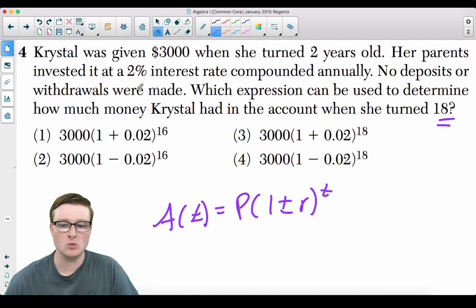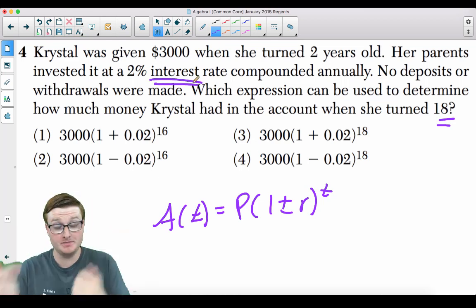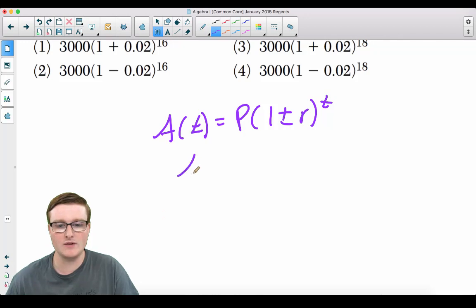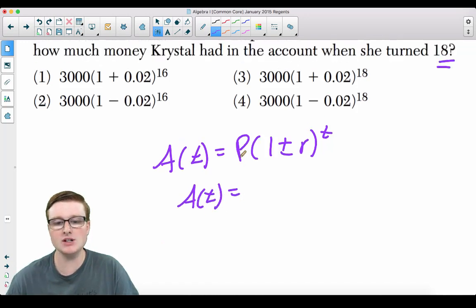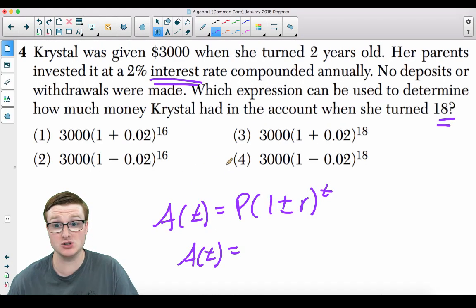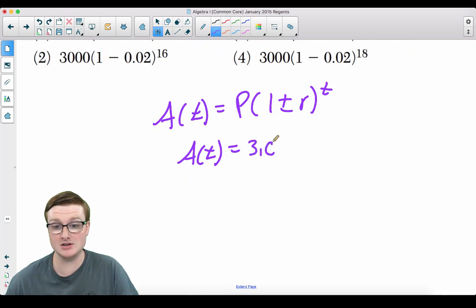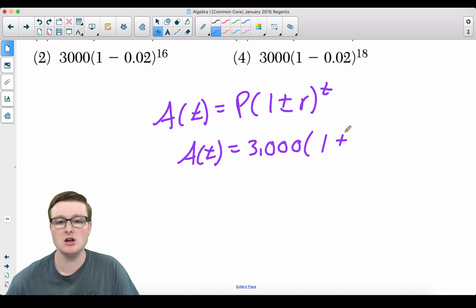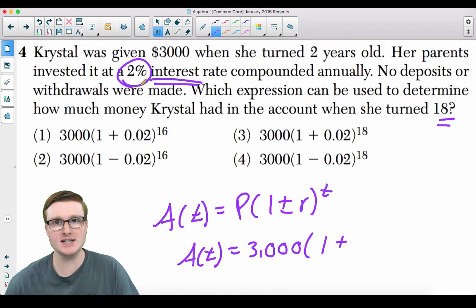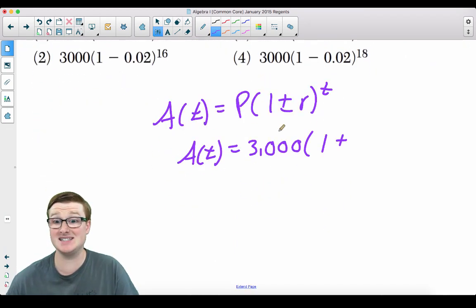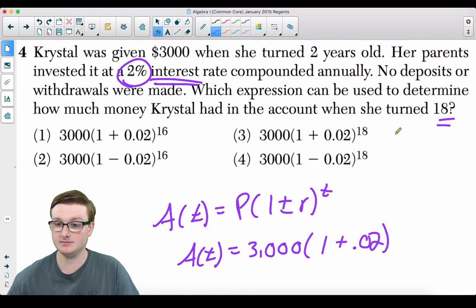A of t is equal to the principal times 1 plus or minus a rate raised to the t power. Okay, so we definitely know that it's interest. So interest makes the function increase. Okay, so we have A of t. Now the principal amount is how much she invested in the first place. So in this case, it's $3,000, times 1 plus the rate, which is 2%. However, we need to express that 2% as a decimal.